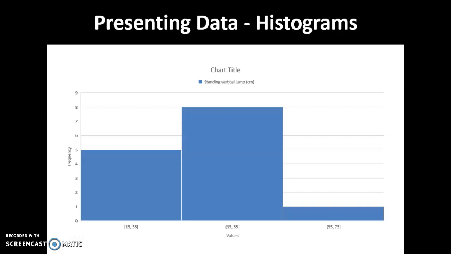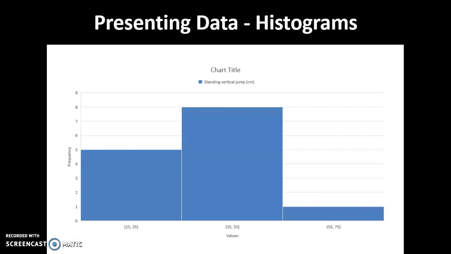Assignment 4.5, part 2. So, presenting data. Here's a histogram. A histogram is used to show different values for a certain set of data. I've got the standing vertical jump in centimetres here. It also goes upon frequency and a grouping. So, it separated my data out into groupings of 20.